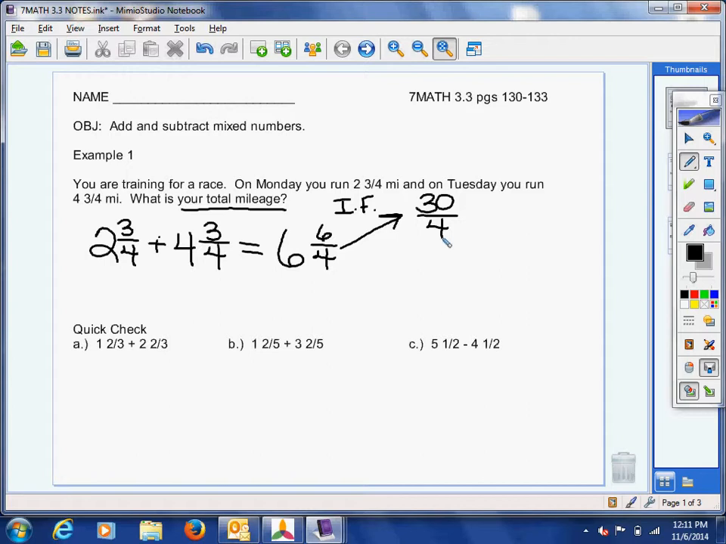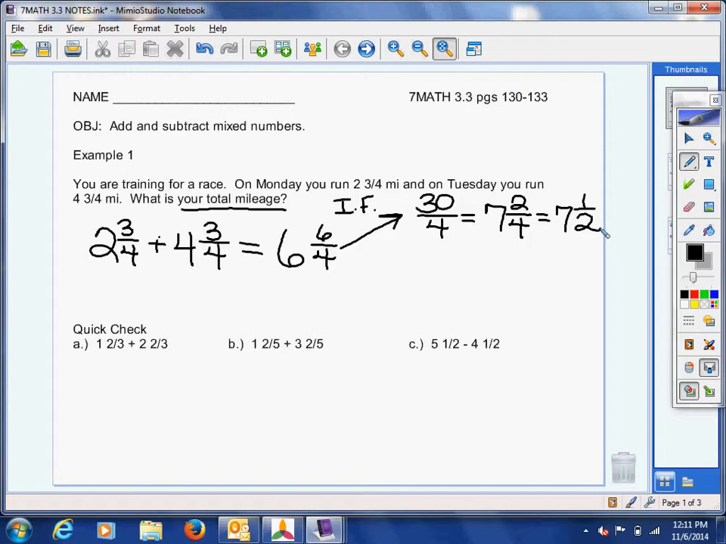How many times does 4 go into 30 without going over? 7, that's 28. Okay, how much do we have left over? 2. Good. And then can you reduce that? 7 2/4. It reduces to 7 1/2. That's okay.